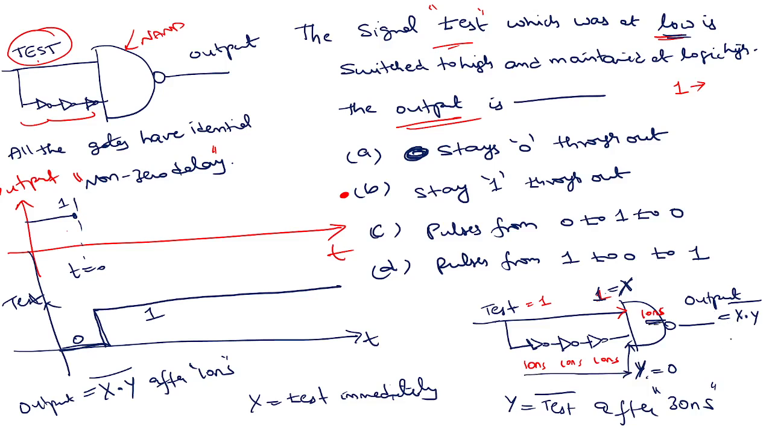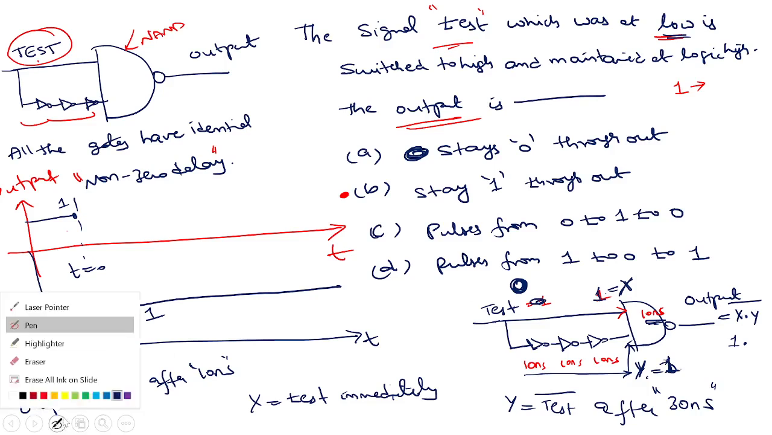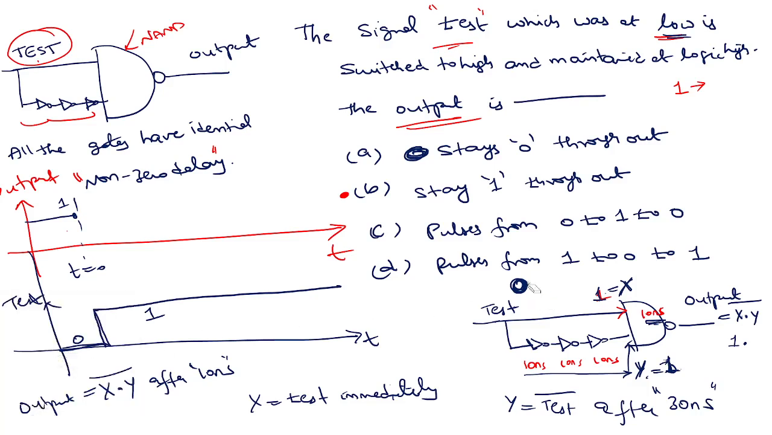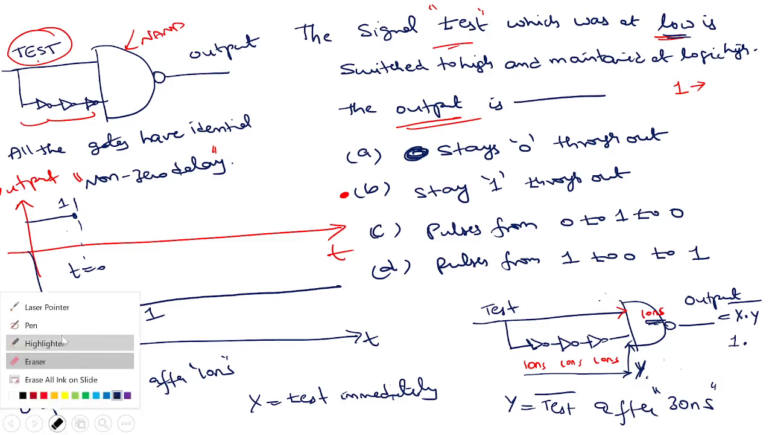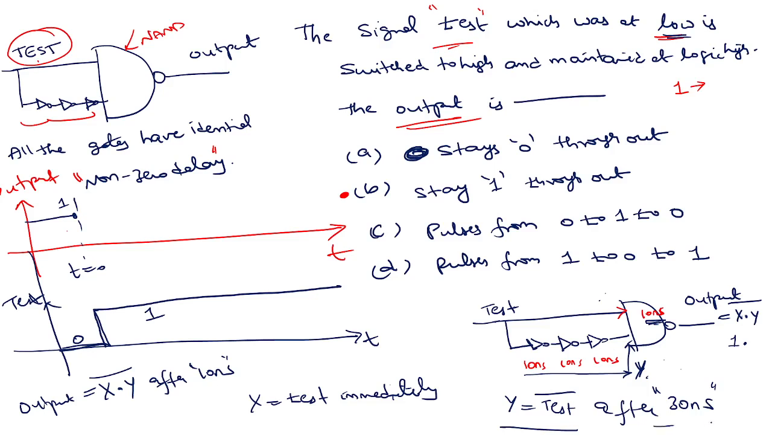Value of X is 1, value of Y is still... like previously, how much was the value of Y? Correct. See, very simple. What I'm saying is, when test was 0, I'm just calculating the initial state. Okay, now we have set up the equation, right? So Y is this much after 30 nanoseconds, X equals test immediately, output is this much, right?